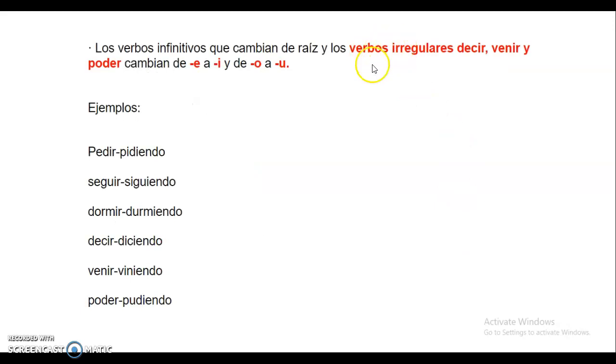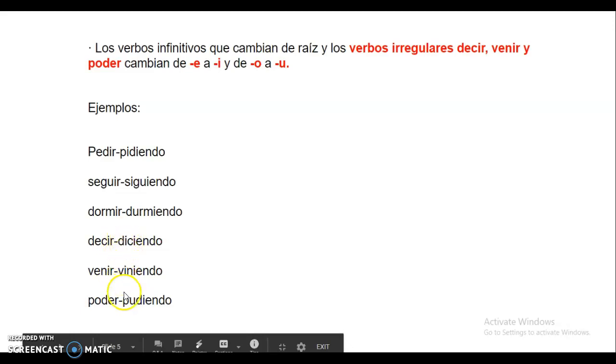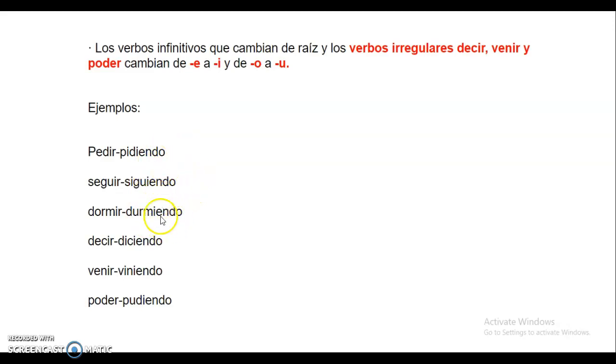What's going on with these irregular verbs like decir, venir, poder, and all of the ones that have root changes like pedir. You know that pedir is not going to be pediendo. It's going to be pidiendo, and seguir siguiendo, and dormir durmiendo. It goes from O to U. And then decir, venir, and poder, just like they're saying here, they change, right? Decir diciendo, venir viniendo, poder pudiendo. When you do those activities, put yourselves to use these verbs, guys, because they're the most difficult ones, and then I know that you're trying, that you're not going for the easy verbs.